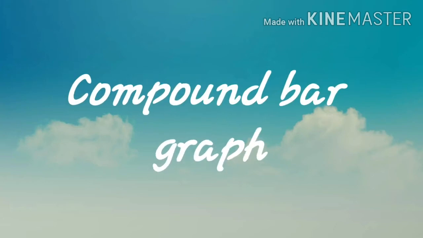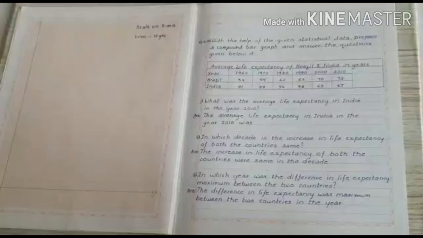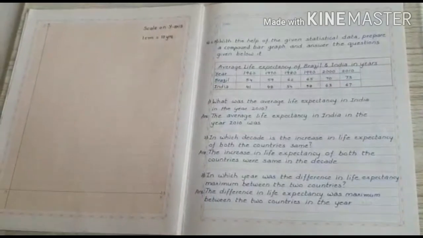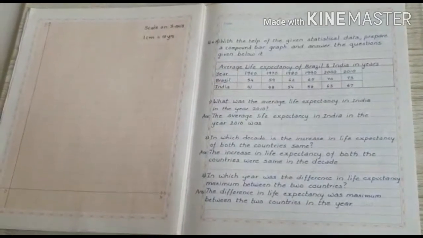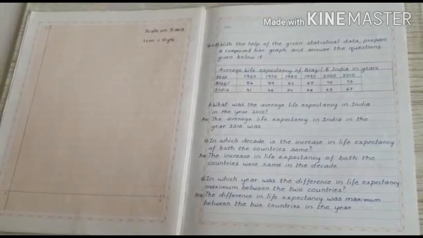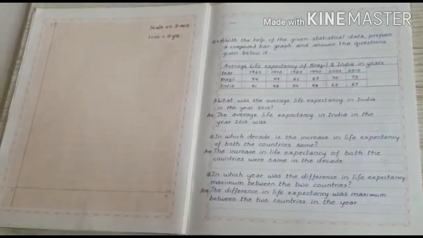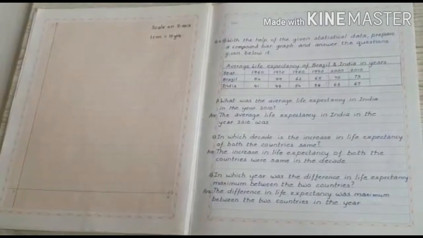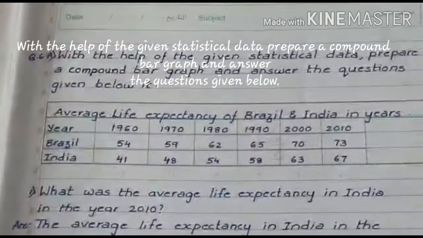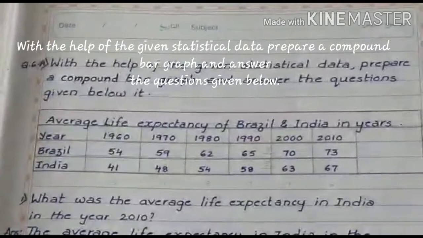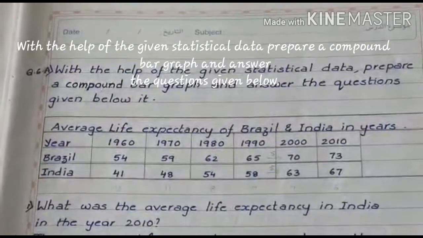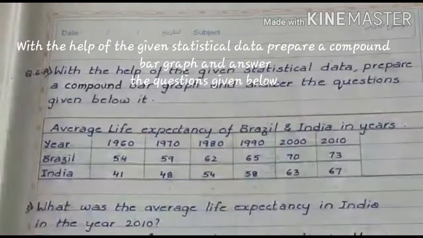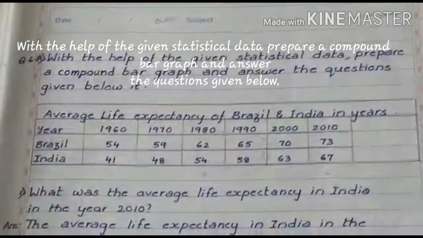Let us do a compound bar graph. We have already seen how to do a simple bar graph. Now we are going to do a compound bar graph. The question given is, with the help of the given statistical data, prepare a compound bar graph and answer the questions given below it. Now this is the data that is given to us.